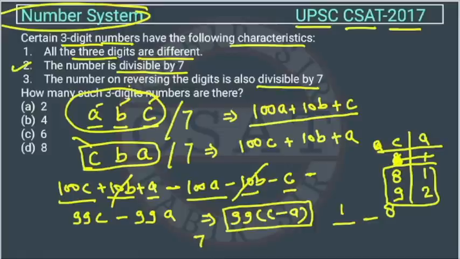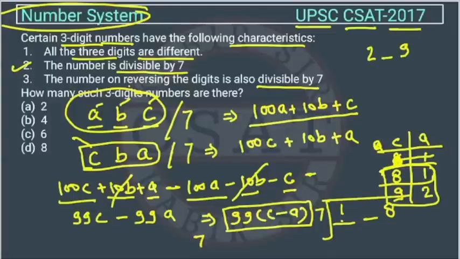And the second possible value will be, one is this one, 8 1. The second possible value is this one, 9 2, right? So the value of A will be 2 and C will be 9, right? If this value is divisible by 7, so let's divide it with 7, right?